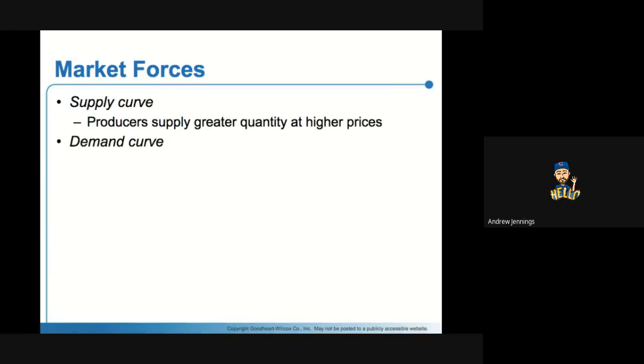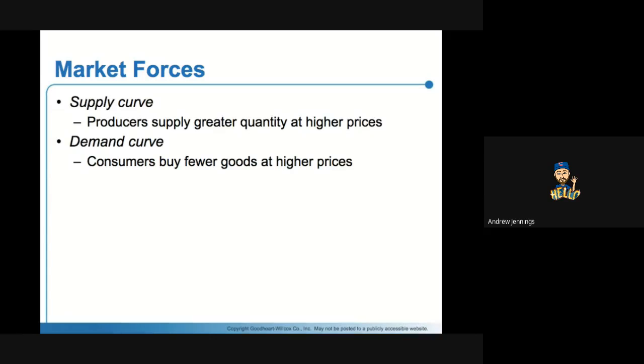So supply curve is all about producers, okay? They're going to want to supply products at a greater quantity when the price is higher. And that makes sense, right? Let's say that you go out and you start a cupcake business and you find out that you can charge $20 for a cupcake. You're going to want to supply as many cupcakes as you possibly can, right? Because every time you sell a cupcake, you're making $20. So once that price starts creeping up, producers are going to want to supply more and more of that good.